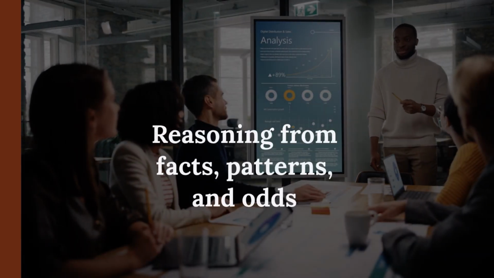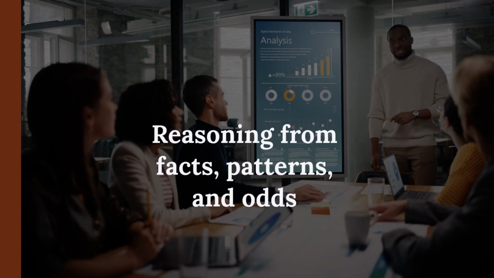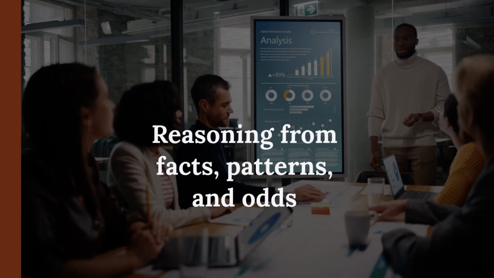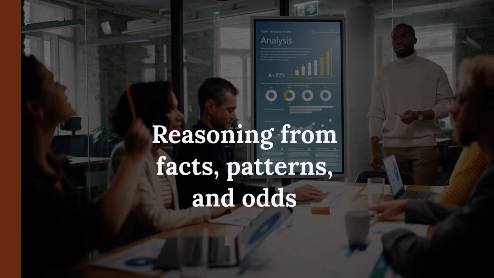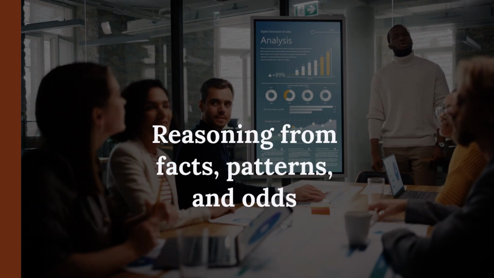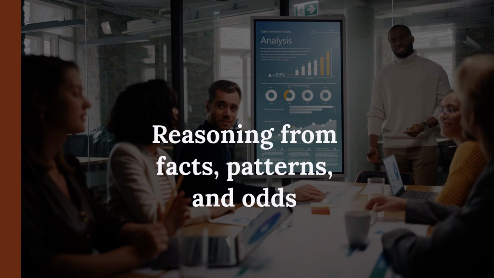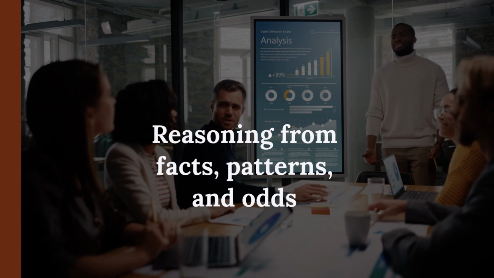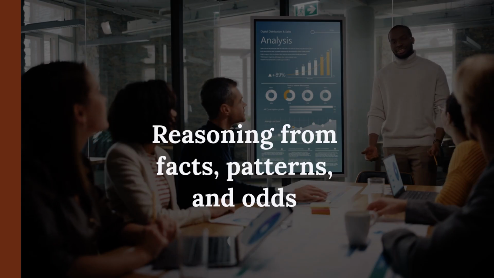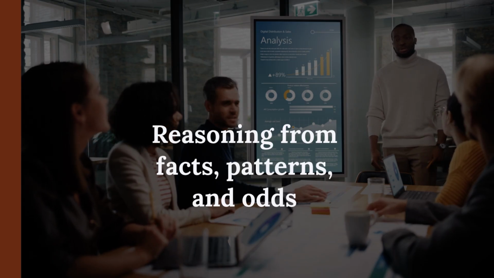Deductive reasoning moves from general facts to specific conclusions. Inductive reasoning moves from specific observations to broader rules. Abductive reasoning searches for the best explanation of observed facts, while probabilistic reasoning uses probabilities to manage uncertainty, with Bayesian networks given as an example.